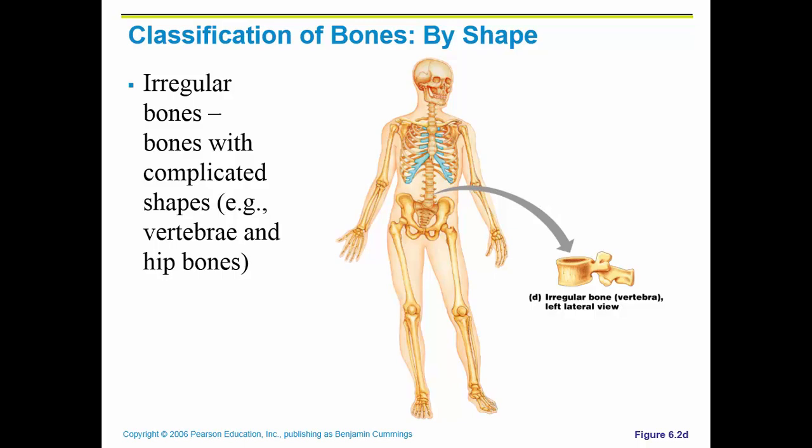You also have a category where all of the other bones fit because they don't really have a specific shape. So they're called irregular bones, and they're any bone with a complicated irregular shape. Examples of these are the vertebra, and you can see that it's an irregular bone. It kind of has a funky shape to it, and your hip bones.